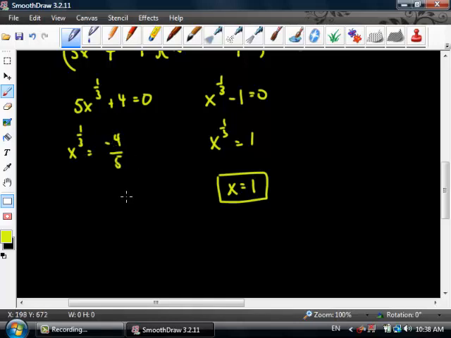Everyone okay with what just happened there? I just subtracted 4 and divided by 5. To get rid of the 1/3, I'm going to cube both sides. So I'm going to get x equals -4 to the 3rd is -64. 5 to the 3rd is 125.